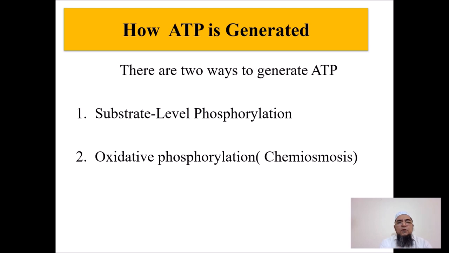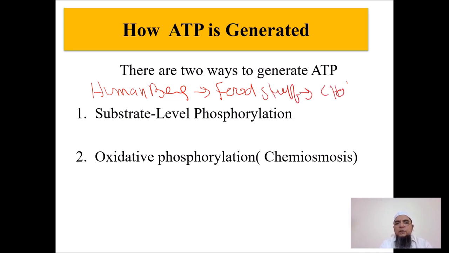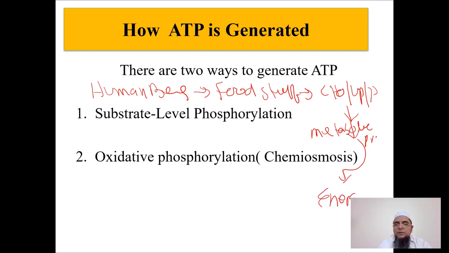Now, energy is in the form of ATP. Human being, foodstuff: carbohydrate, lipid, protein, then metabolic process, then energy. This energy is in the form of ATP. How do we get energy? The process is called phosphorylation.